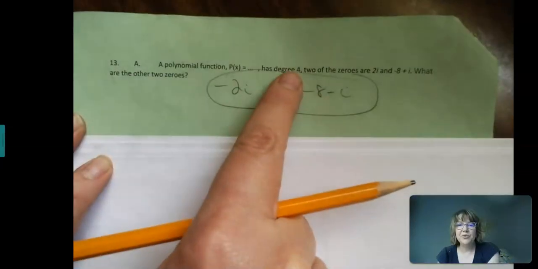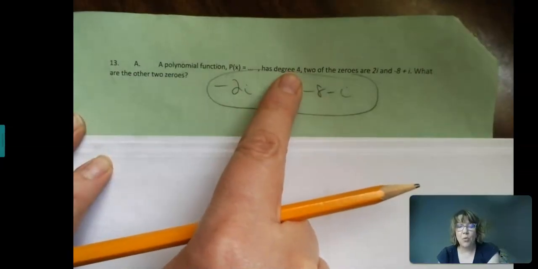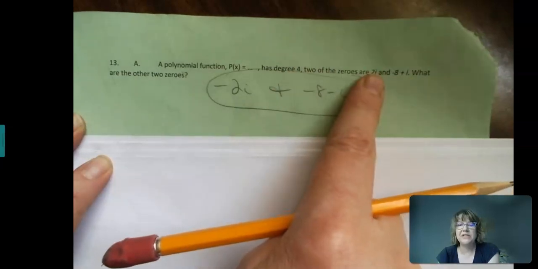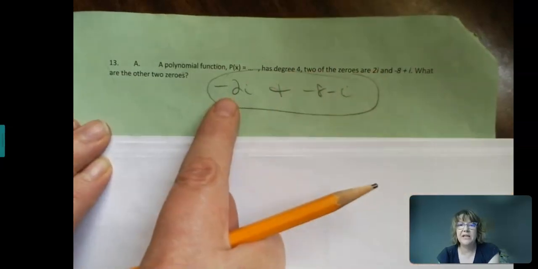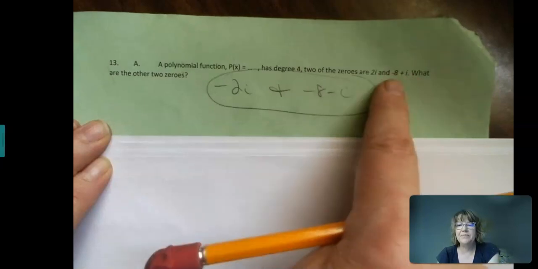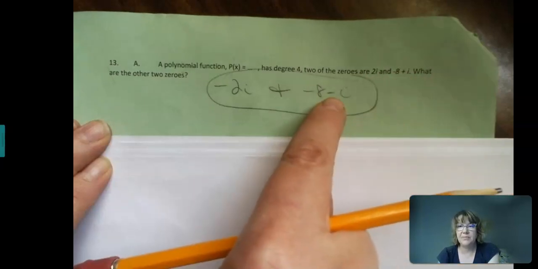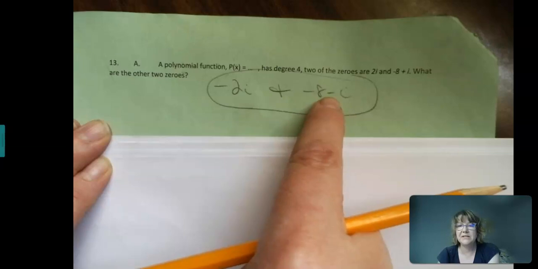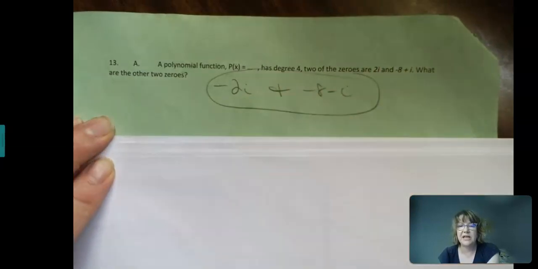So if it has degree 4, that means it has 4 zeros. And remember, imaginary zeros always come with conjugates. So 2i would come with a negative 2i. Negative 8 plus i, I would just change the inside number to negative 8 but make this negative i. So that's conjugate, conjugate, and I have 4.